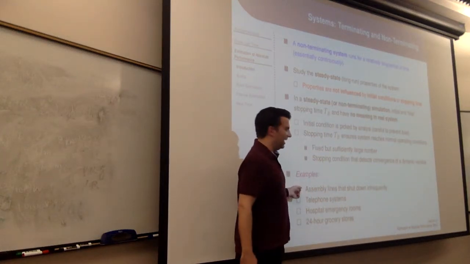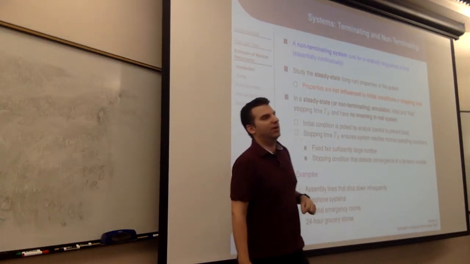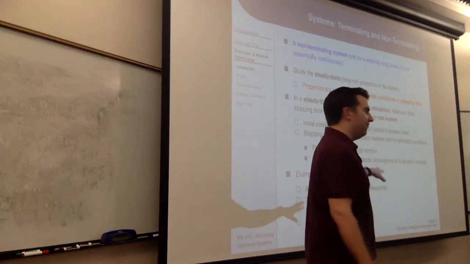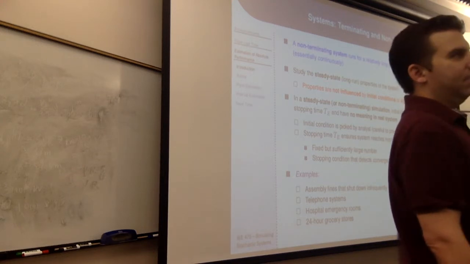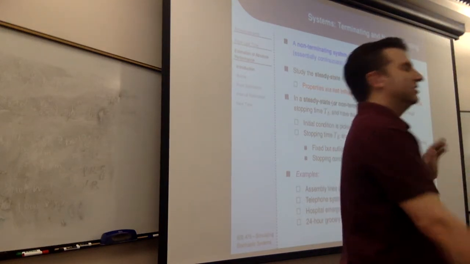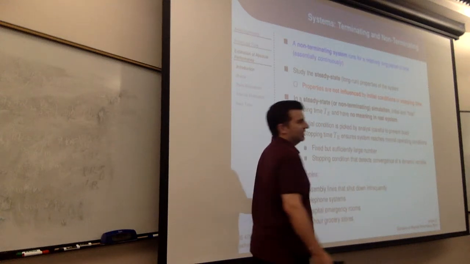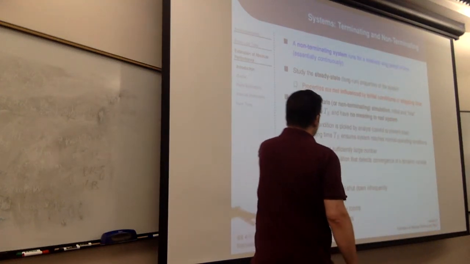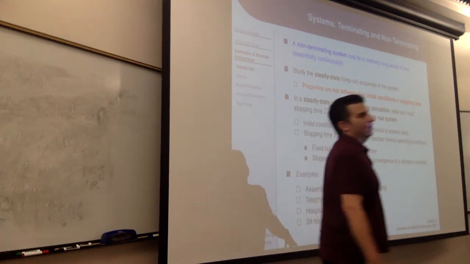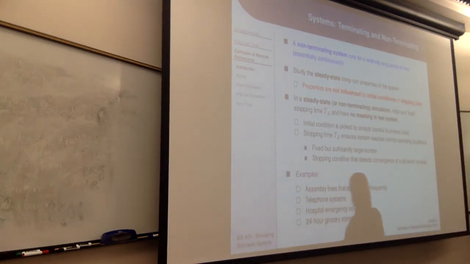Examples of this are like an assembly line that effectively runs for 24 hours. It only fails infrequently, and we don't care about the operations during those times because we know that it'll be back up and running and then run for another 3 months before the next failure. Telephone systems never go offline, so we might model them in this way. Emergency rooms, 24-hour grocery stores. So there certainly are changes in activity throughout a 24-hour grocery store, but we don't ever have to worry about simulating when they close and when they open. We just sort of simulate how they run.